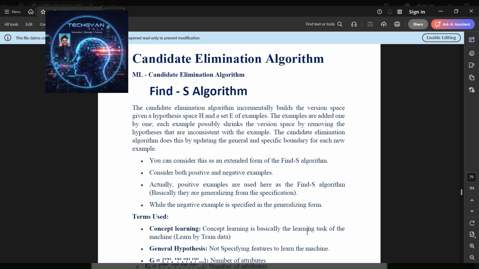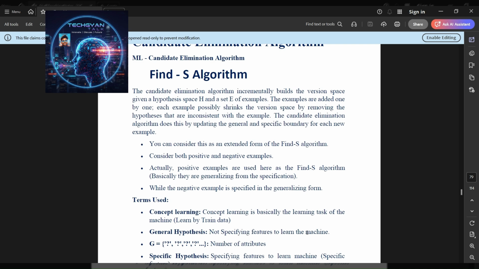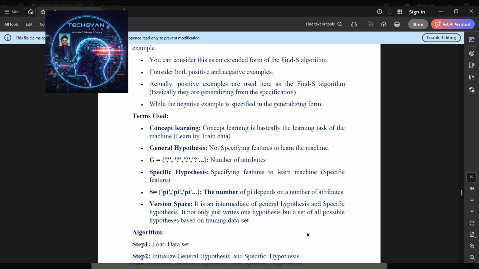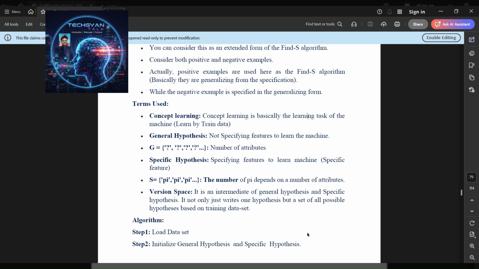The negative examples are used to specialize the general hypothesis. The terms used are concept learning, general hypothesis referred to by G, specific hypothesis referred to by S, and version space. So what is concept learning? Concept learning is basically the learning task where the machine learns by training on data.